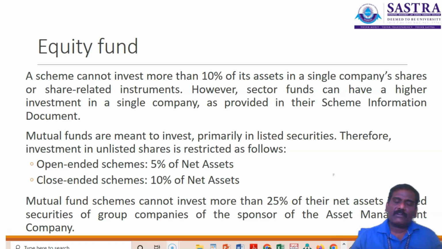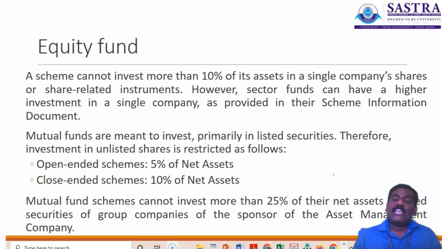You already know the classification of open-ended and closed-ended schemes. In the open-ended scheme, the investor can join at any time and redeem units at any point of time. But in the closed-ended scheme, you can invest for a specific period of time. If you would like to withdraw before that, you have to wait until the end of the term of the closed-ended scheme. So the open-ended scheme is permitted to invest up to 5% in unlisted securities, and the closed-ended scheme up to 10%, based on the value of net assets.